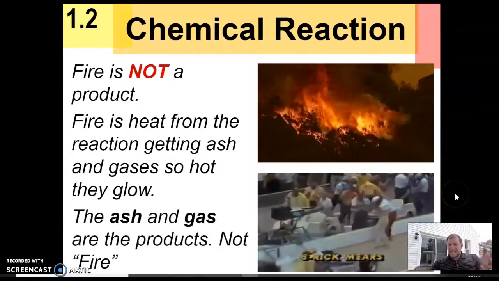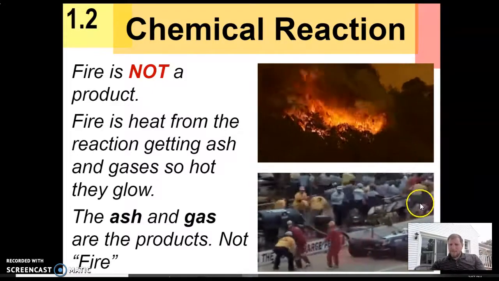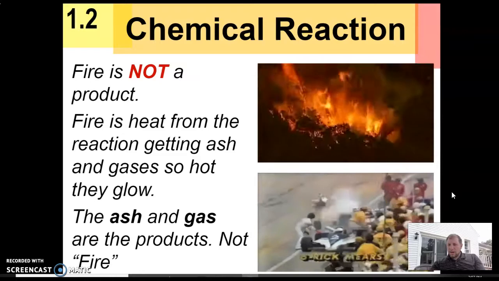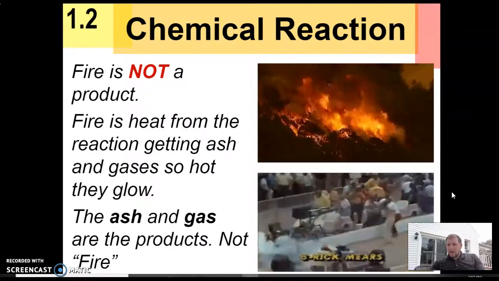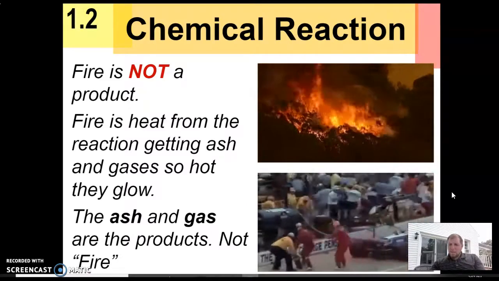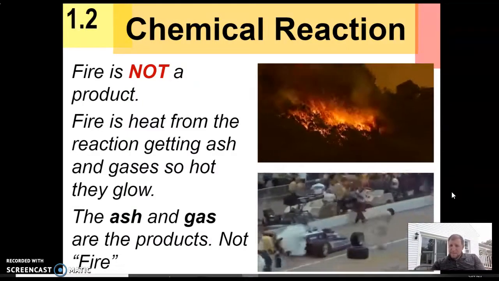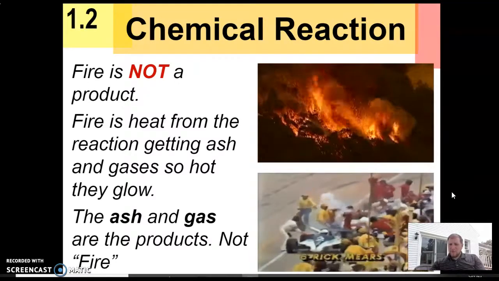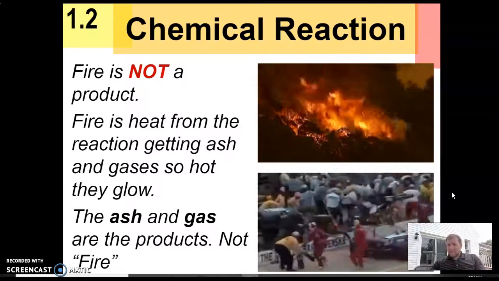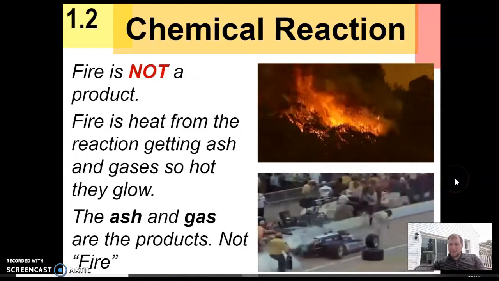So when you're burning something, it's the ash or the gases that are produced that are the products, not the fire itself. And as proof of that, in the bottom video here, I have a Formula One driver who actually is caught on fire. As he's running away, he is on fire. And now you can't see it because the particular thing that's on him that's burning is called methanol, and it burns transparently because the products that it produces, when they get hot, they just don't glow as brightly. So you see everyone running around and scattering. They can feel the fire. They can feel the heat that's given off. They just can't see it. Fire is not a product. It's just the products getting heated up so much that they glow.